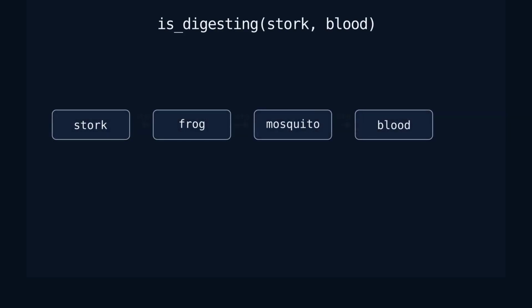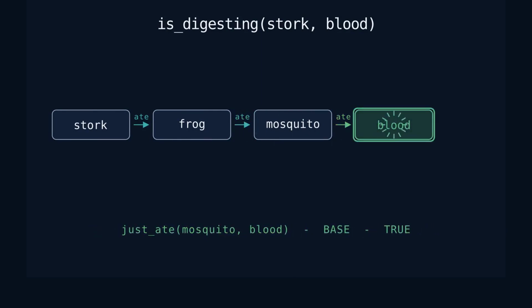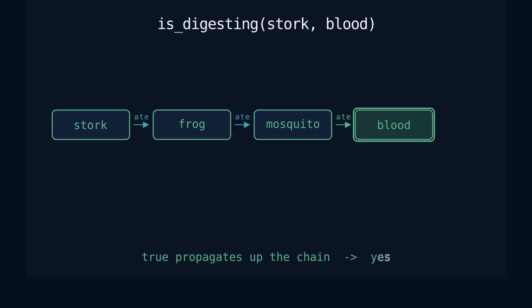Suppose a mosquito just ate blood, a frog just ate the mosquito, and a stork just ate the frog. Now ask, is the stork digesting blood? The base case asks whether the stork just ate blood directly. No. So we recurse, the stork just ate the frog, so is the frog digesting blood? Recurse again, the frog ate the mosquito, so is the mosquito digesting blood? The mosquito just ate blood, base case, true. The answer now propagates back up the chain. It is the same descend, bottom out, return rhythm as the family tree, on a completely different relation.